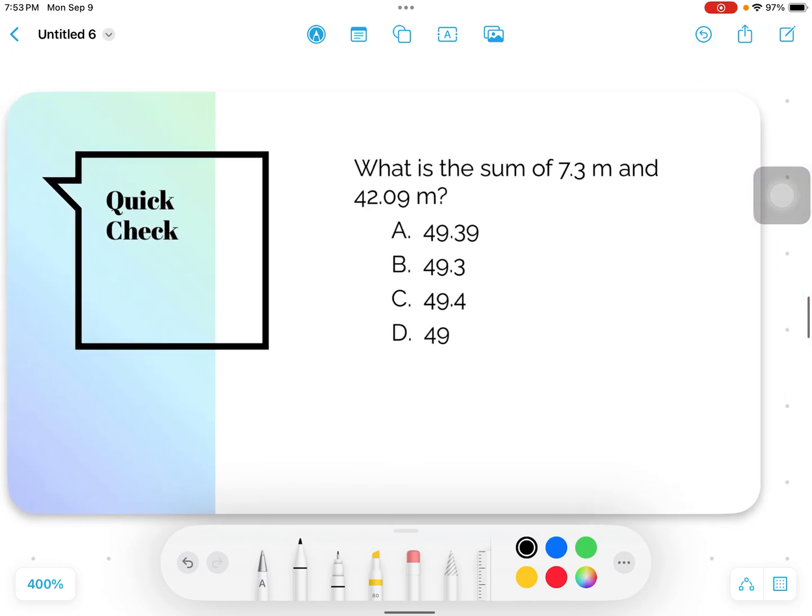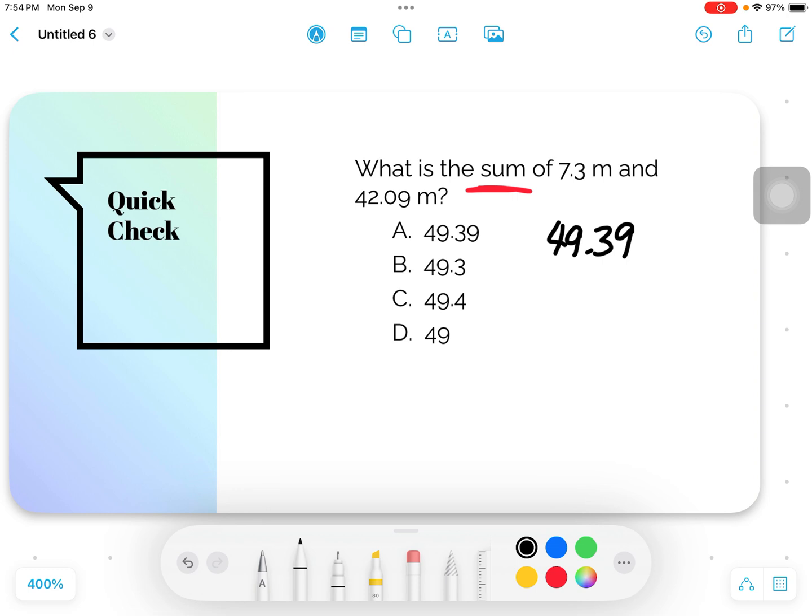Okay, let's do a quick check. What is the sum of 7.3 meters and 42.09 meters? Well, the first thing we have to ask ourselves is, what are we doing here? Are we adding, subtracting, multiplying, or dividing? So we go back and read through the problem again. It says sum. Well, sum in math means adding. So we're going to add 7.3 plus 42.09.